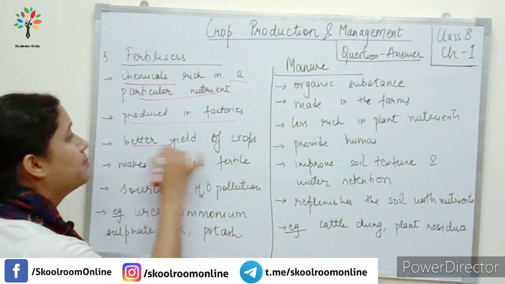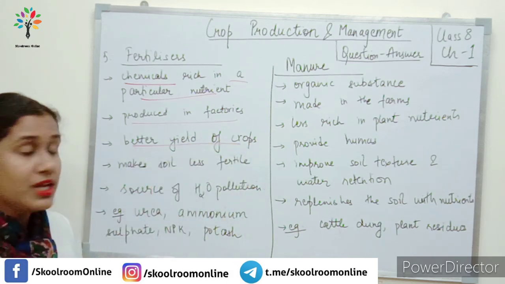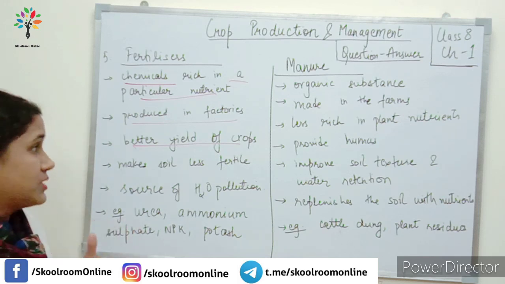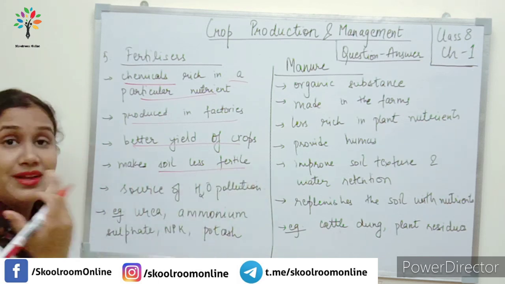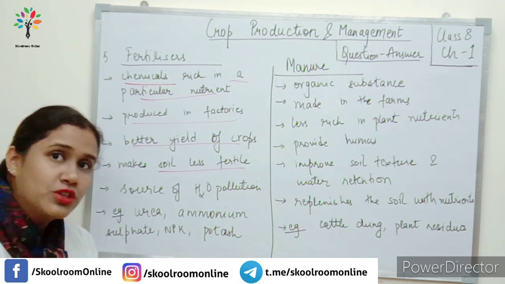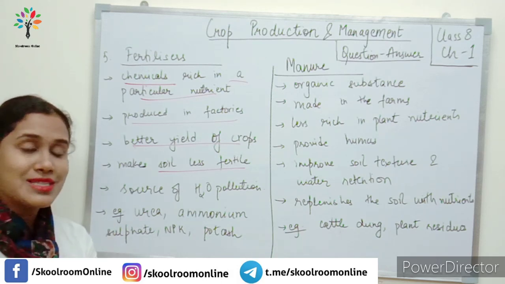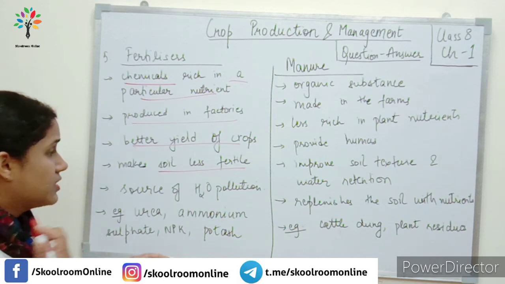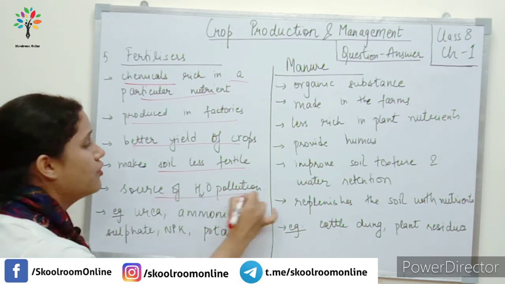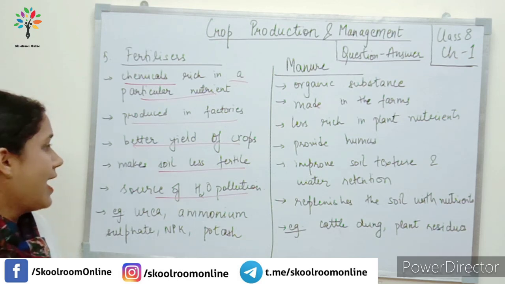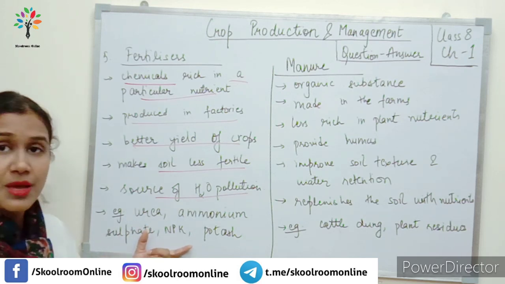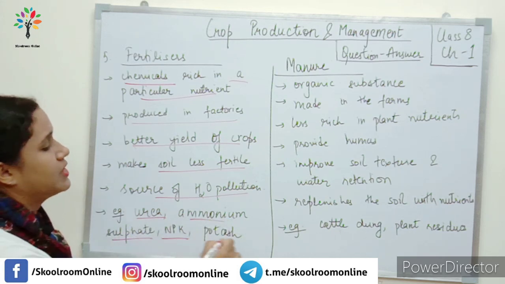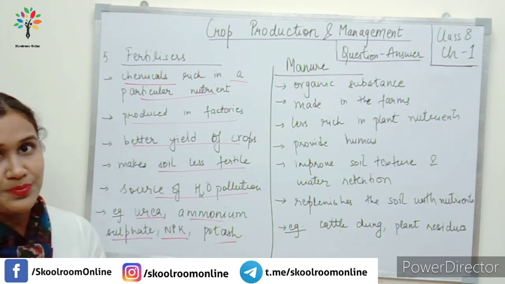They give a better yield of crops. Okay, they help in increasing the yield of the crops, but they make the soil less fertile. Over the period of their usage, you will see that the quality of the soil deteriorates. Okay, they are also one of the sources of water pollution, and you can also list some examples like urea, ammonium sulfate, NPK, potash, etc.